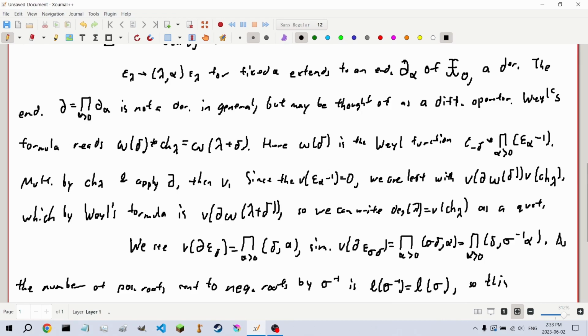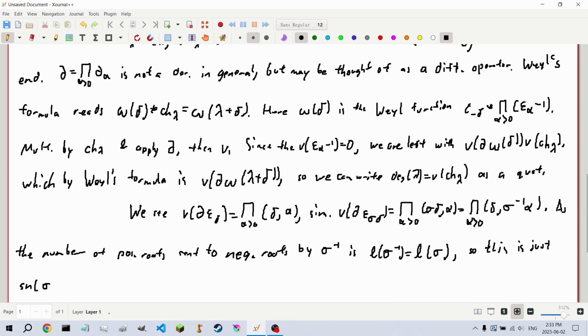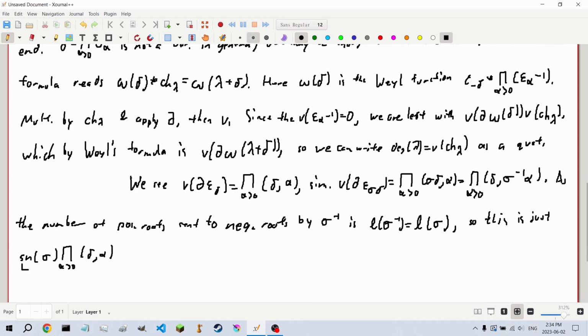So this is just the sign of our element of the Weyl group times the product over the positive roots of delta formed with alpha, where we recall that the sign of sigma is, as if it's the sign of a symmetric group, -1 to the length of sigma.